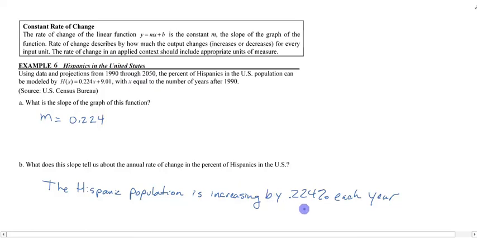If you're unsure about the units and the labels on all of that, just go back to the original problem. The percent of Hispanics is modeled by h of x. So we're going to label our points again. The y, or the h of x, that's the percent of U.S. population. Okay, so the percent of U.S. population that is Hispanic.